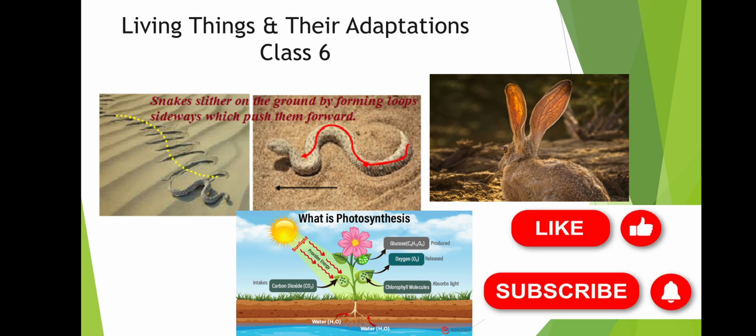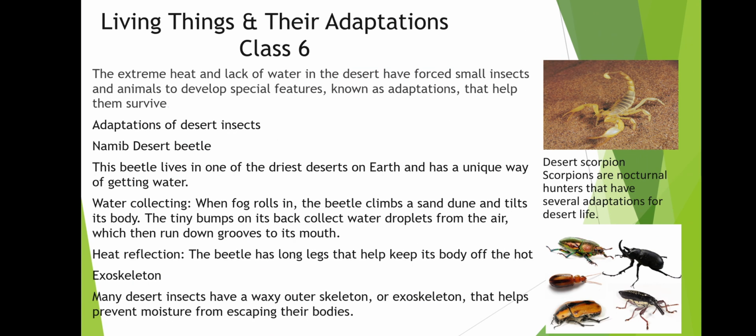So I am going to the next slide about the adaptations of living things. The extreme heat and lack of water in the desert have forced small insects and animals to develop special features known as adaptations that help them survive. So, adaptations of desert insects. Here the scorpion is shown.